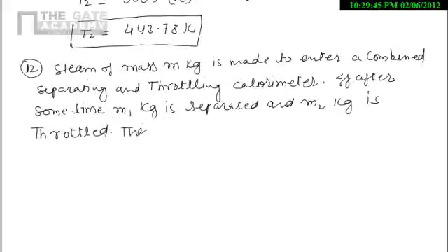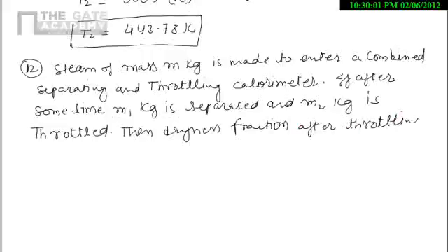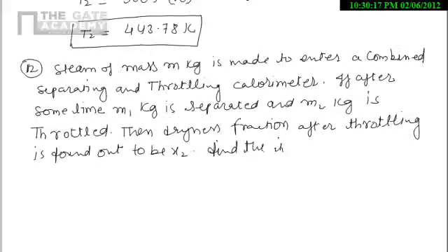then the dryness fraction after throttling is found out to be x2. Find the initial dryness fraction.